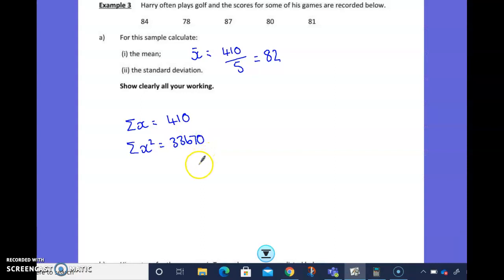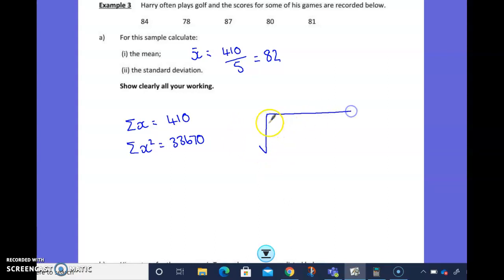If you make a mistake on your calculator, or you make that same mistake in your table, you lose 1 mark either way. Your table, or this way, you get a mark for your sum of x, a mark for your sum of x squared, a mark for subbing it in, and a mark for your final answer for standard deviation.